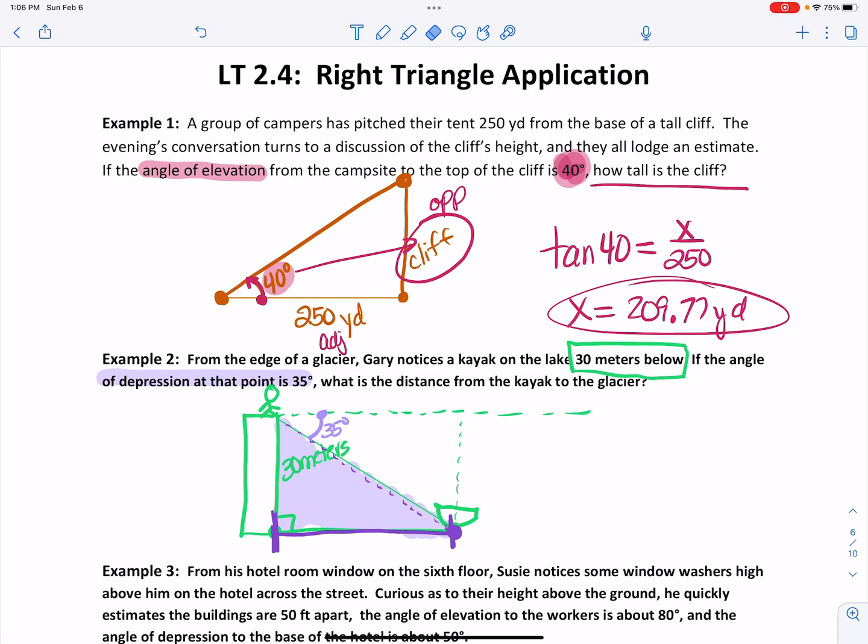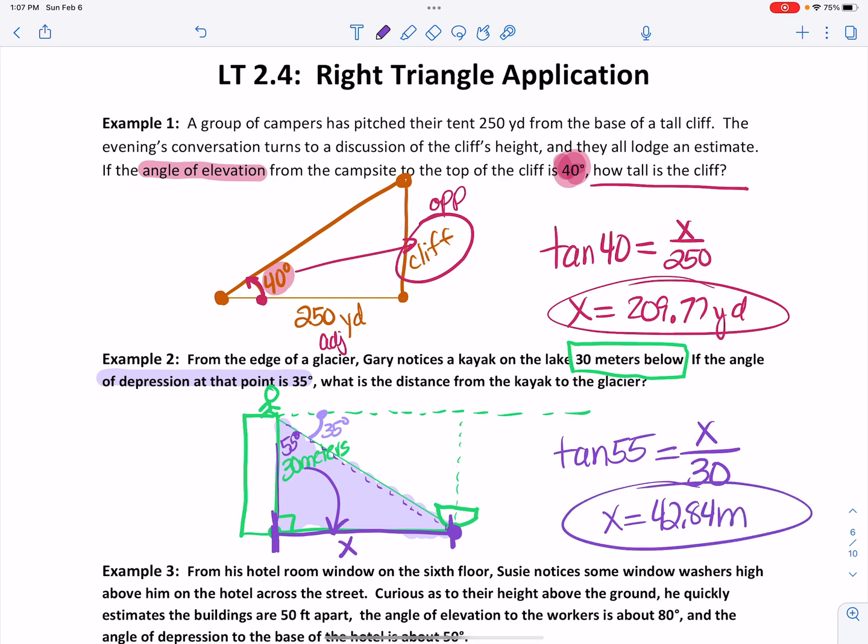The first thing I'm going to have to do is 90 minus 35. So this angle in here is 55 degrees. I want this distance, and I know the height is 30. So that's going to be the tangent of 55 equals x over 30. So I'm going to do 30 times the tangent of 55. And my answer is x is 42.84 meters.